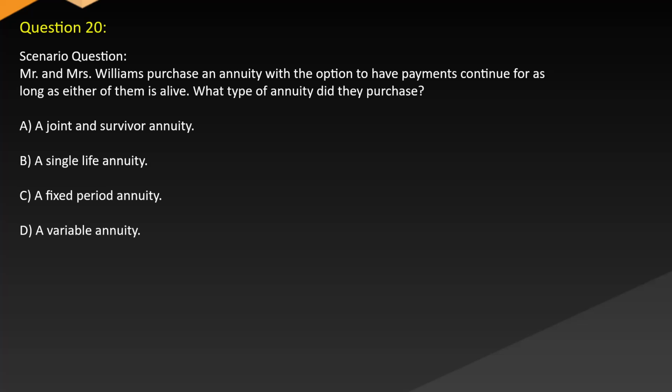Question 20. Scenario question. Mr. and Mrs. Williams purchase an annuity with the option to have payments continue for as long as either of them is alive. What type of annuity did they purchase? A. A joint and survivor annuity. B. A single life annuity. C. A fixed period annuity. D. A variable annuity.